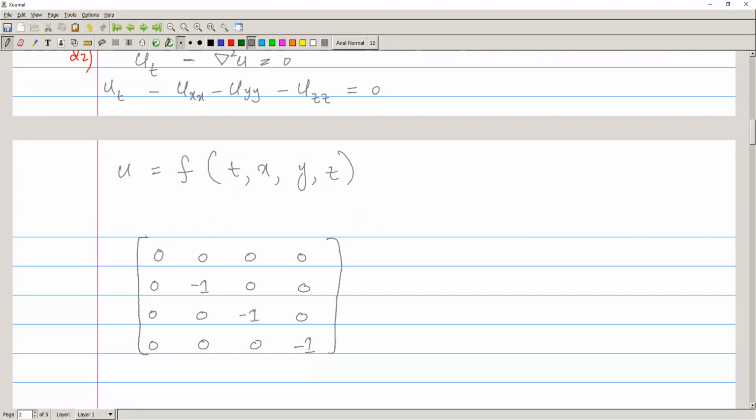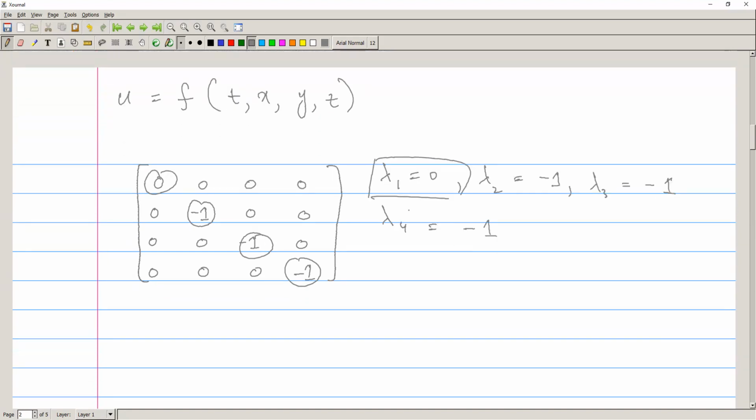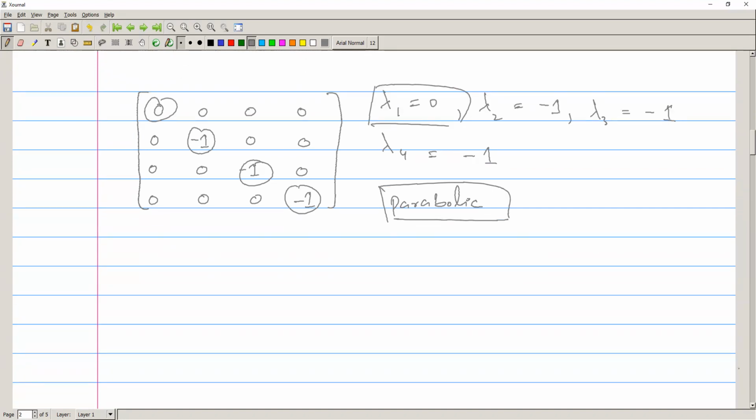So again, it's a diagonal matrix, so the diagonal entries are themselves the eigenvalues. So lambda 1 is equal to 0, lambda 2 is equal to -1, lambda 3 is equal to -1, and lambda 4 is equal to -1. We talked about these types of equation. We said that if at least one of the lambda is 0, then the equation is parabolic. So this is a parabolic equation, right?